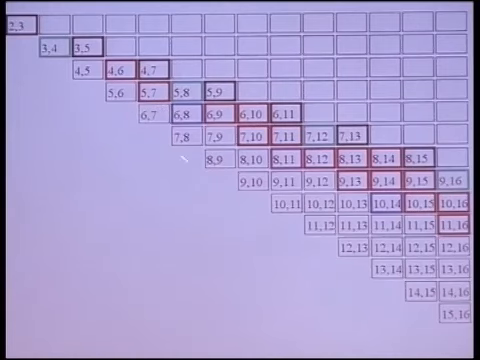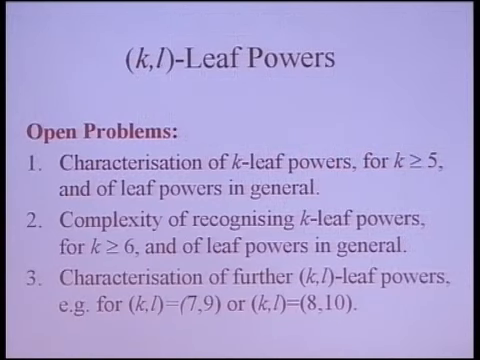And what we get here for 5, 5, 6, 6, 7, 7, 8 are all the leaf powers on the left, and 4, 5, actually this also deserves a color because this is known. From here it starts becoming fuzzy, and I'd just like to give a few open problems.